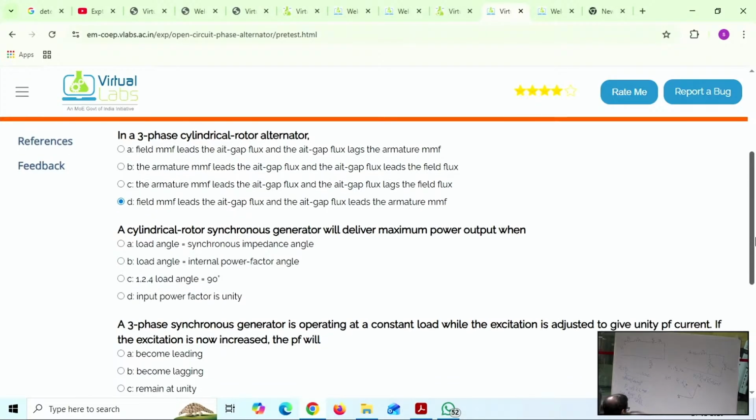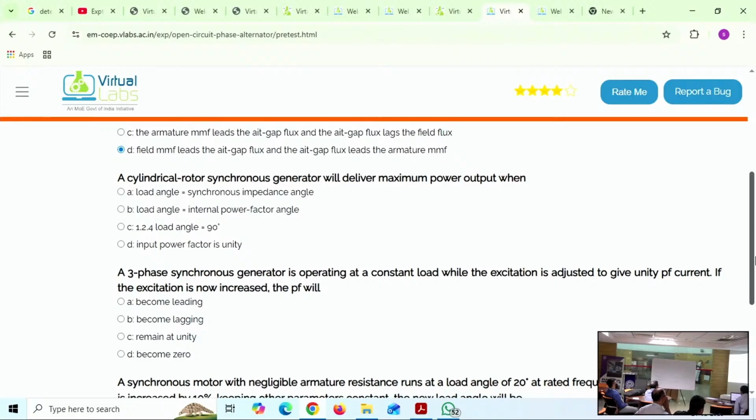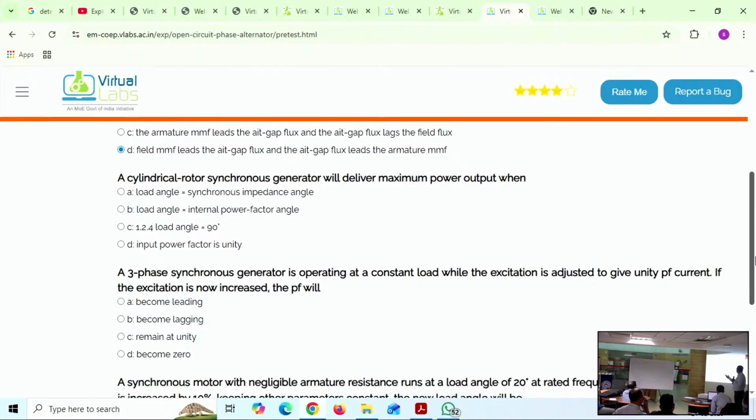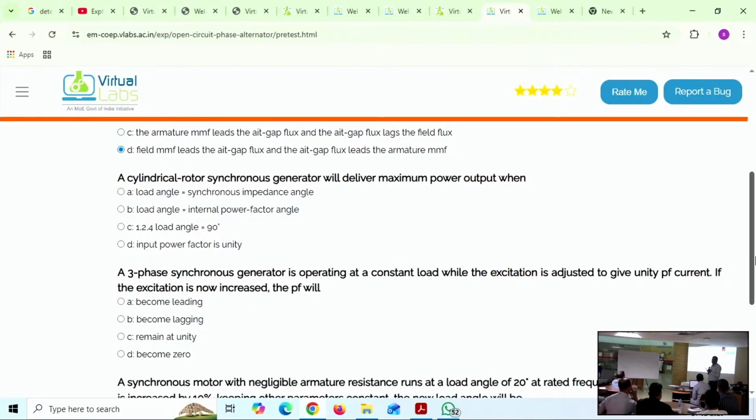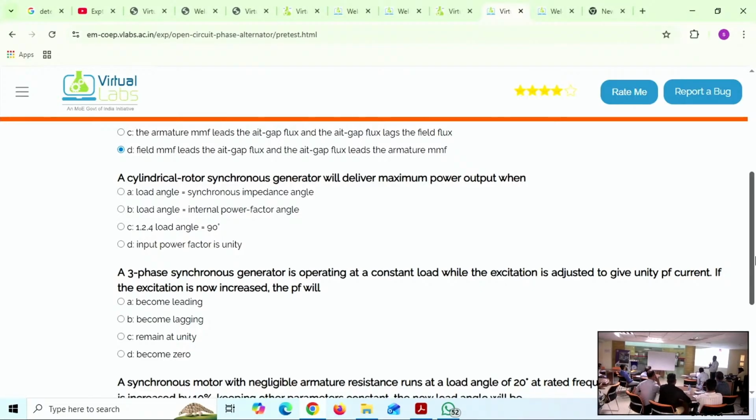Next, a cylindrical rotor synchronous generator will deliver maximum power output when? Maximum power output means P equals EV by XS sin delta. Delta is the load angle, the torque angle we are discussing. In terms of load angle he is asking, when would it be maximum? Sin delta would be maximum. So load angle is equal to synchronous impedance angle. Load angle is equal to internal power factor angle.